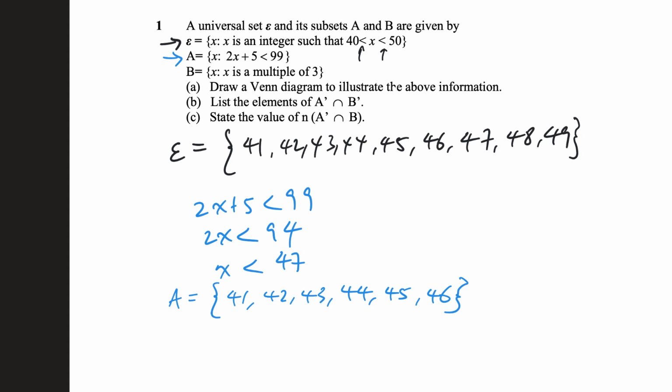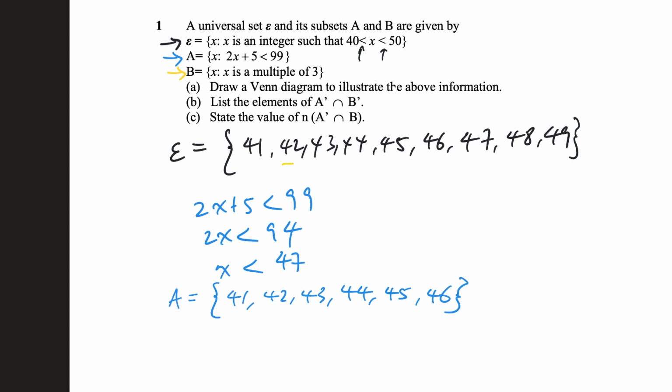Now the next one we look at is B, where x is a multiple of 3. So we look at all these and see which ones are a multiple of 3. One handy way to find out, and this only works for 3, is that you add both digits together, and if you can divide the sum by 3, then it's a multiple of 3. So 4 plus 1 is 5. 5, you can't divide by 3, so nope. 42, you add together, 4 plus 2 is 6. So this is a multiple of 3.